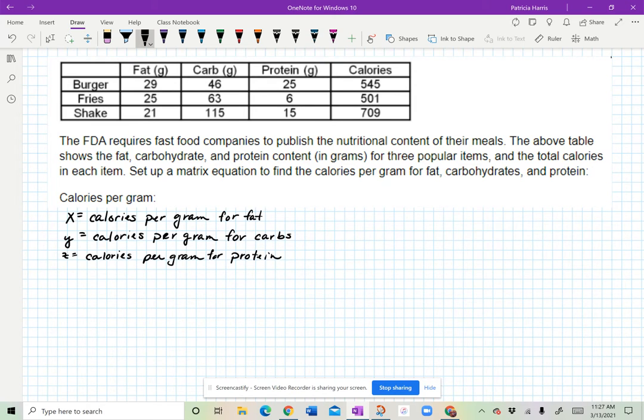Okay, so we're going to set this up as a matrix equation. The chart they give us is really nice because we actually already do have it set up as an equation. So we're going to go 29x plus 46y plus 25z is equal to 545 calories.